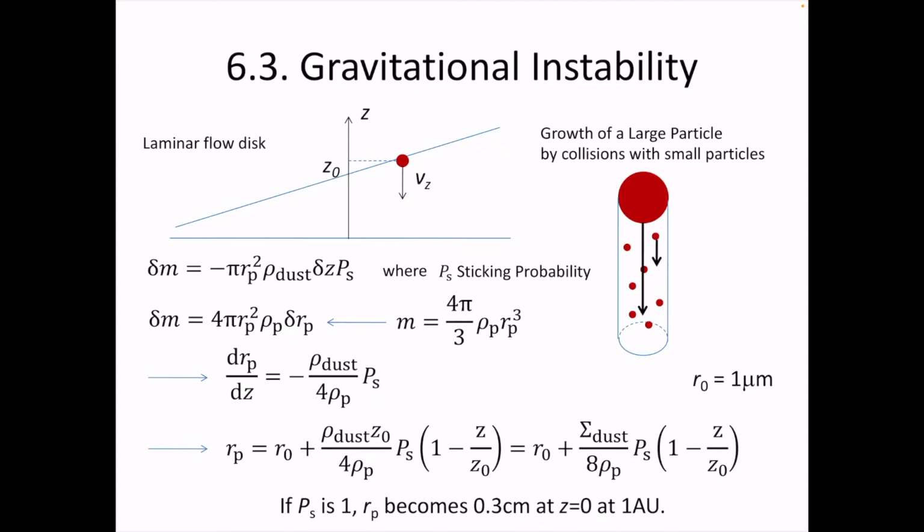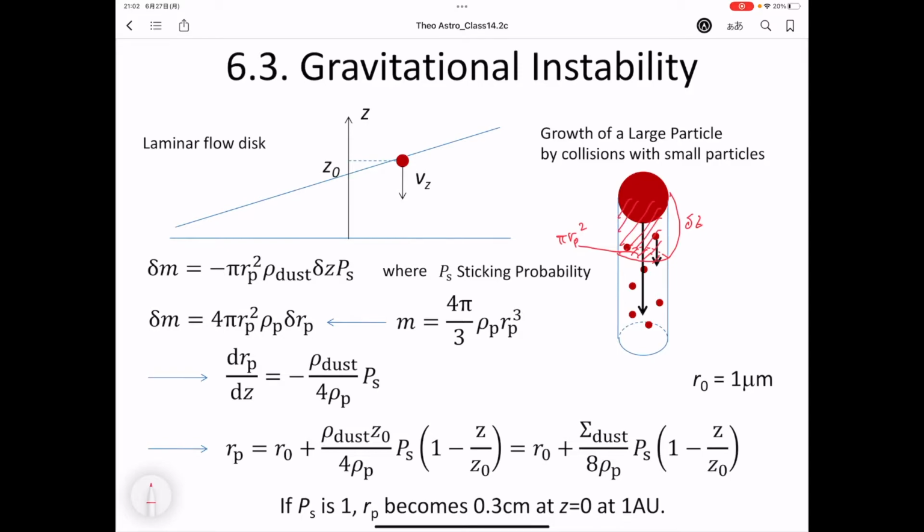A large particle falls toward the mid-plane of a disk faster than the small particles. A large particle always catches up with small particles and captures them, increasing its mass. If you consider the large particle for the distance of delta z, the areas of these cylinders are pi r sub p squared. r sub p is the radius of the solid particles. The mass inside of these cylinders contributes to the growth of the large particle.